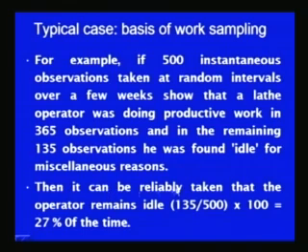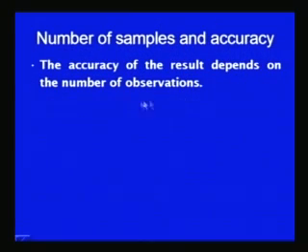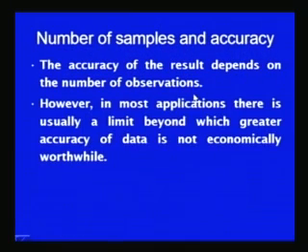Then it can be reliably taken that the operator remains idle for, say, 20%, which can be obtained from the number of observations for which he was idle out of the total number of observations, that is 135 divided by 500. So, that can be used to see what is the percentage of the time when he remains idle. So, the accuracy of such kind of results depends upon the number of observations which are being taken.